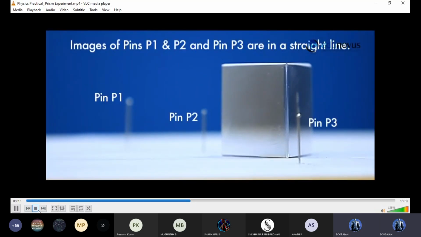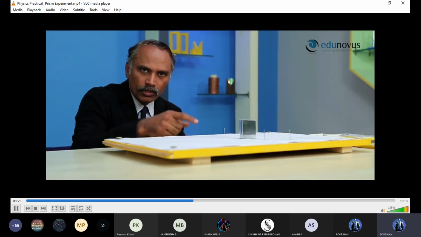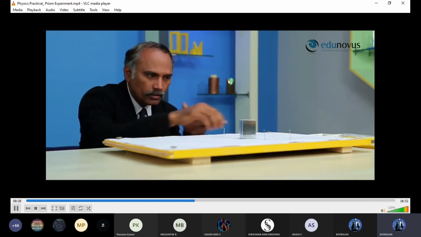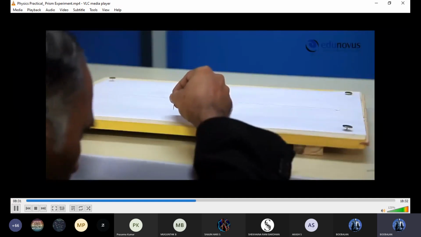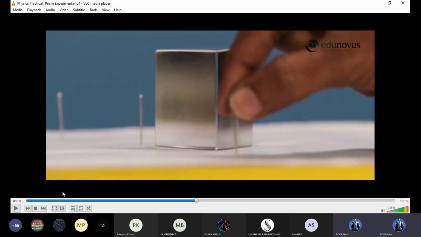Pin 3 is also on the same straight line. Pin 1, pin 2, pin 3, and pin 4 also. But we will use notice board pins. Their colors are red and green. So two red color pins make it easy to identify the particular angle.